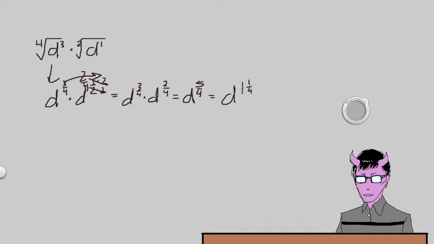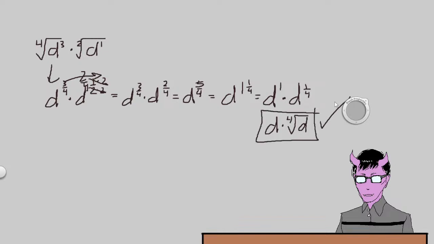Again, that's technically 1 plus 1/4, so using reverse exponential rules, it's going to be d to the power of 1 times d to the power of 1/4. This one, you have to back translate into radical notation. So we're going to make the 1 invisible again, and it's times the 4th root of d, and then you're good to go. Final answer. The most beautiful you can get the answer to become.